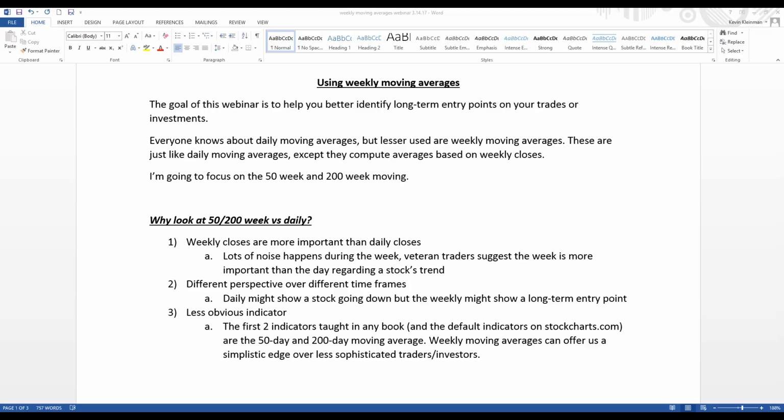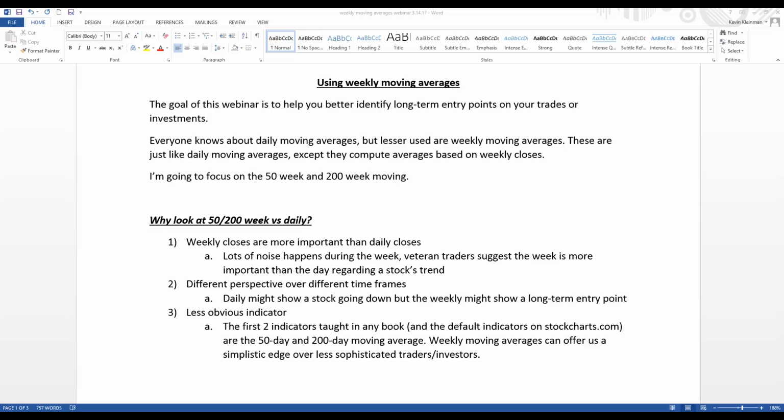Number three, and my favorite reason for using weekly averages as opposed to daily, is they are a less obvious indicator. The first two indicators taught in any book, and if you go to stockcharts.com, the default indicators, are the 50-day and 200-day moving average. That means a lot of noobs and novices are looking at those daily moving averages, whereas weekly moving averages can offer us a simplistic edge over less sophisticated traders and investors.